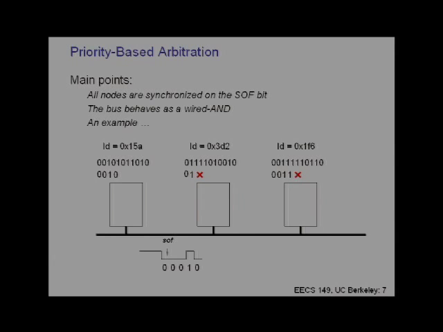Okay. So anyway, node 1 will keep going. And once it has sent the entire priority bits, if it has not had to back off, then it knows that it has the highest priority, and it will continue with the message. Okay?